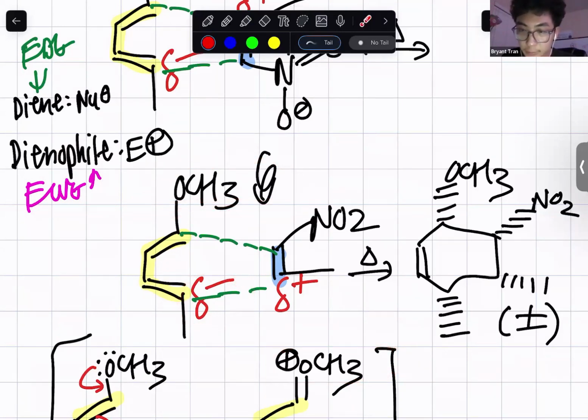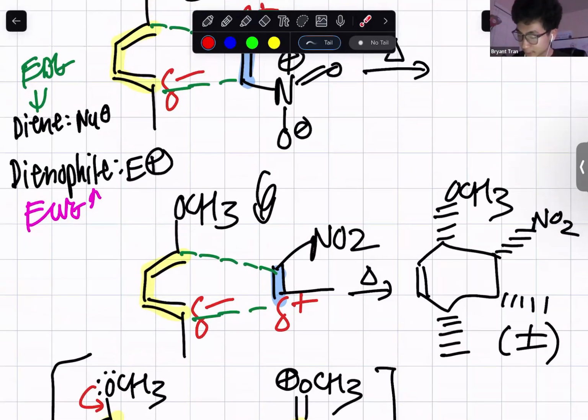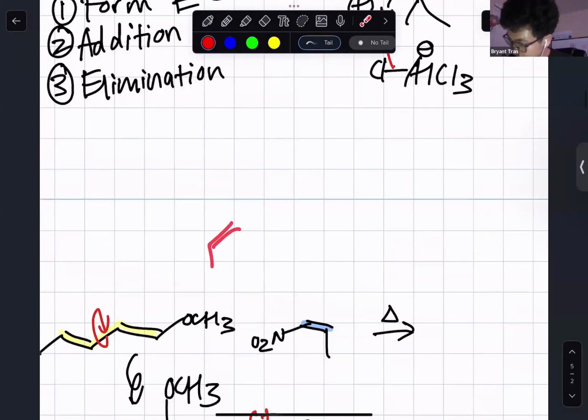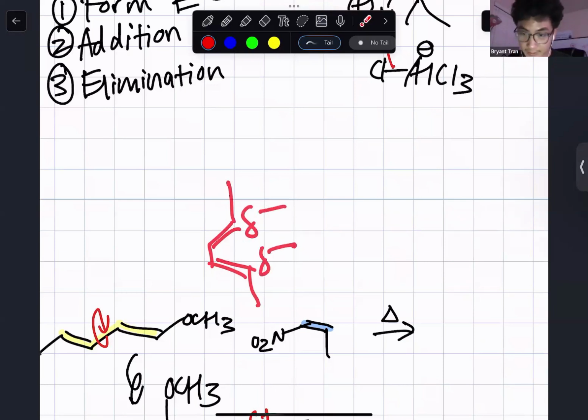Will both ends be equally charged? Yes. If there's equal EDGs, like what we did earlier, like let's say we had this diene with 2 R groups, both ends would have equal negative charges like that.